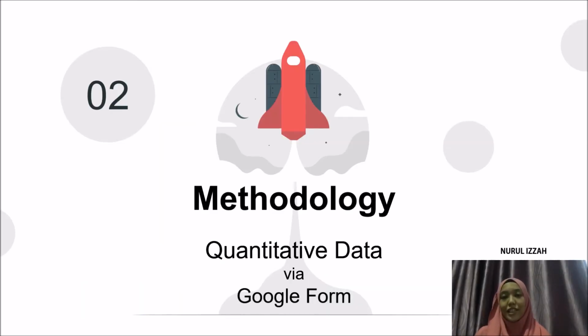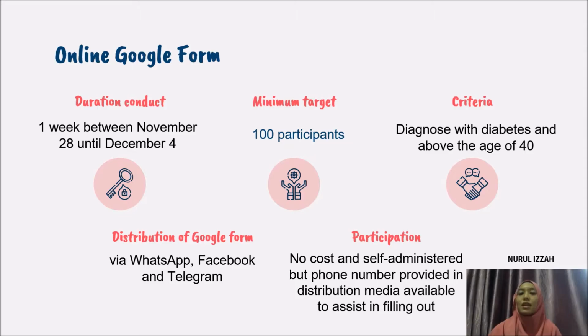For methodology, this study was a descriptive case study using only one method, which is the quantitative method design, where the platform that we used was the online Google platform. The screening was conducted over a duration of 1 week, between November 28 and December 4, among the Malaysian population. The criteria were patients diagnosed with diabetes and above the age of 40.